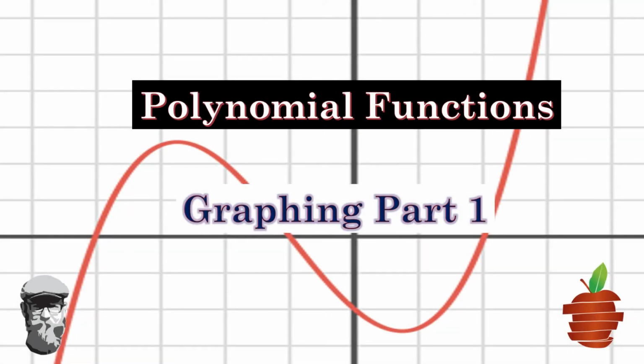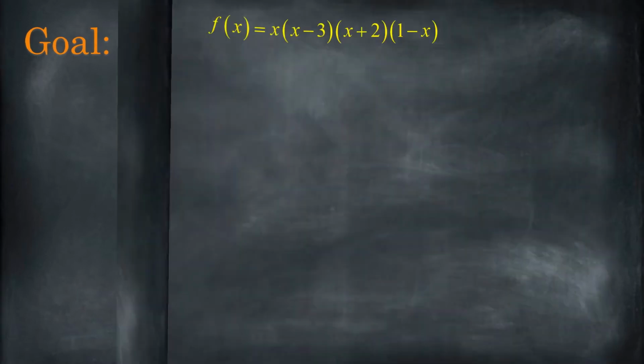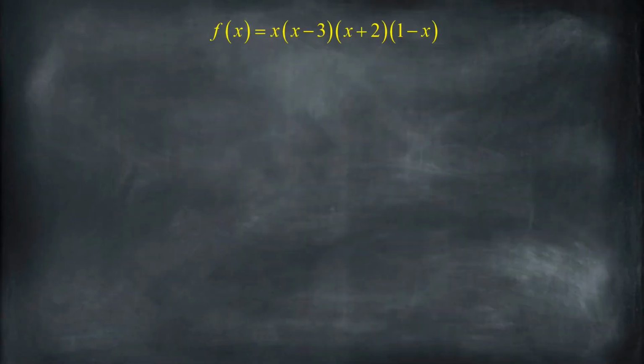Here in this video, we're going to be talking about graphing polynomial functions when they're factorable. What we want to be able to do is sketch a fairly accurate graph of a polynomial function like, well, this one. The first thing you're going to do is look at the degree of the function. You're going to find the degree because here the degree is 4.